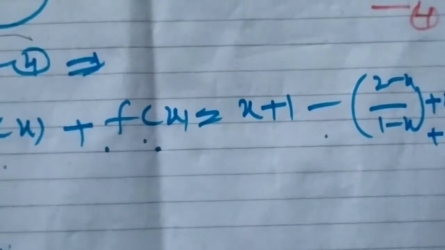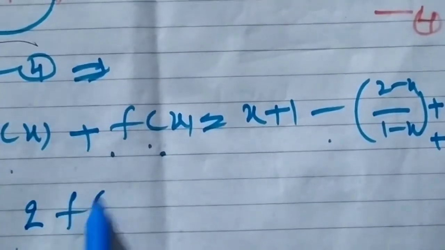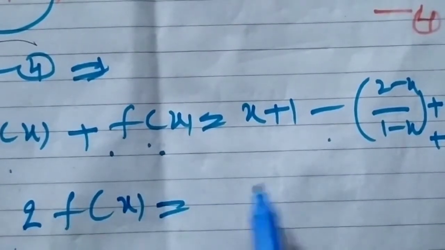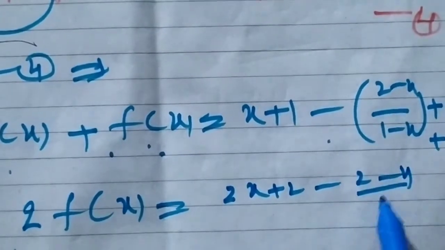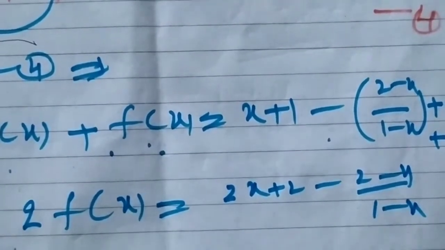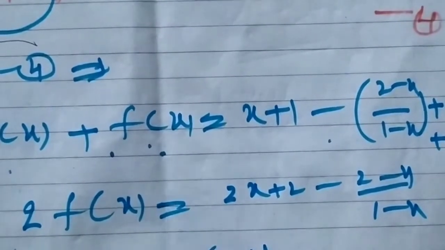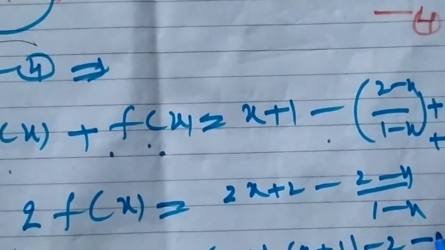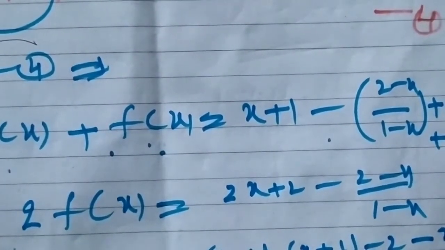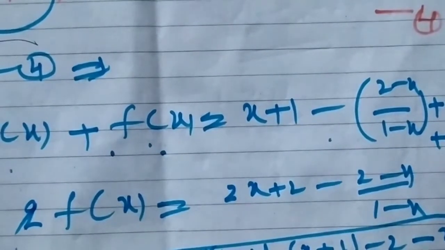Okay, that implies 2 into f of x is equal to 2x plus 2 minus 2 minus x by 1 minus x. By doing simplification, taking 1 minus x as LCM and 2 common, x plus 1 minus 2 minus x, so by doing simplification you are getting f of x, 2 and 2 cancelled, and we are getting this result finally.